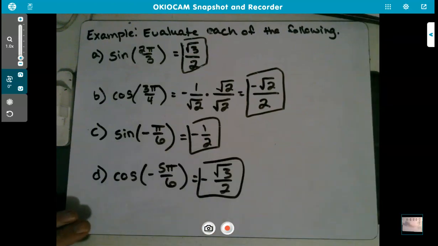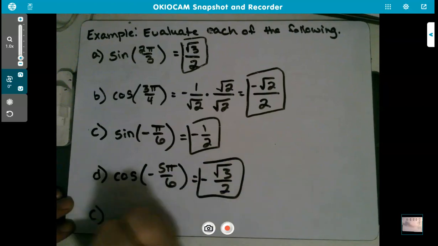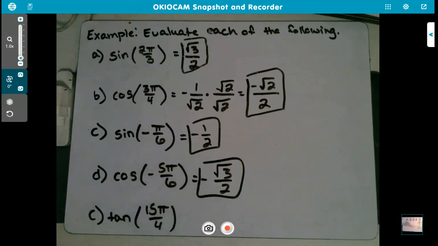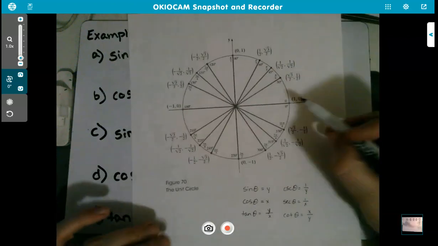One more example. This one is also a great one. Tangent of 15 pi over 4. Tangent of 15 pi over 4. Okay, so like I said, normally I'm going to look for the angles inside of here, right?